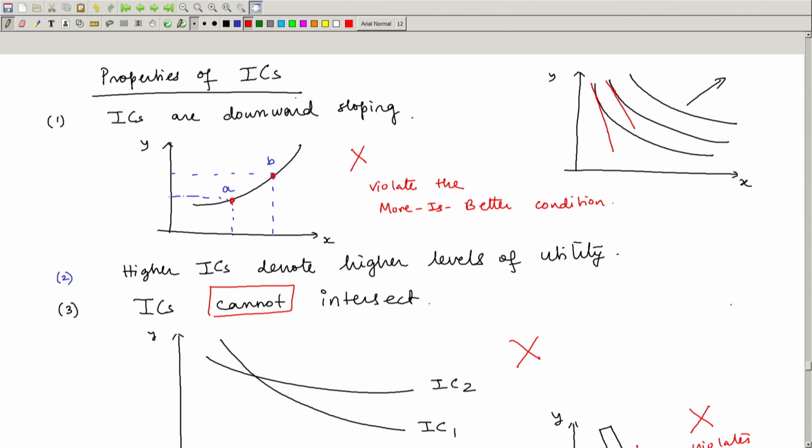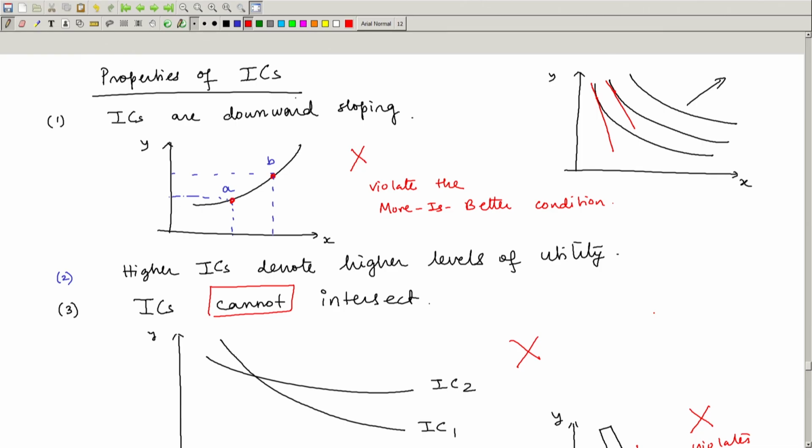We are discussing the properties of indifference curves, and if you recall, we have listed four of these properties. One was that indifference curves are downward sloping. We said that if they were upward sloping, and that can't arise in our world, it would violate the more is better condition. Because if you look at the graph, bundle B has more of good X and good Y compared to bundle A. So, I should clearly prefer bundle B over bundle A, but that is not the case. So, indifference curves are always downward sloping in my world.